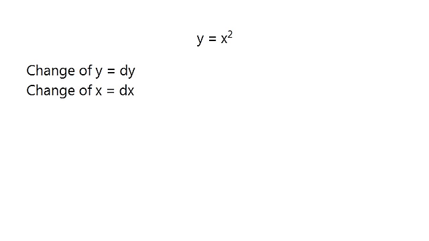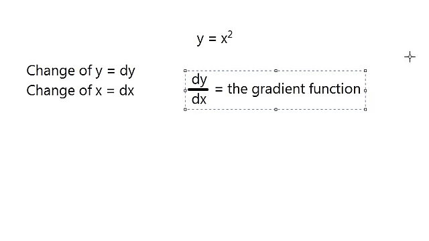So what I need to tell you is, because we have proved that the change, well, we didn't prove, but we know that the change of y over the change of x is the gradient. So the fraction dy over dx is also known as the gradient function. And this is exactly where differentiation starts. It all starts with dy over dx.